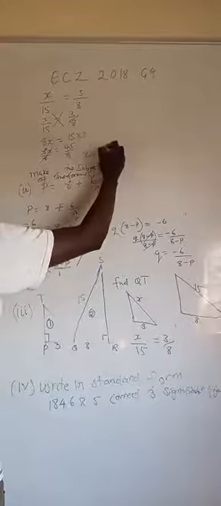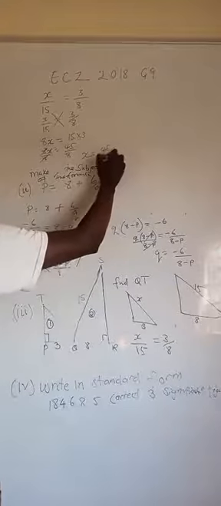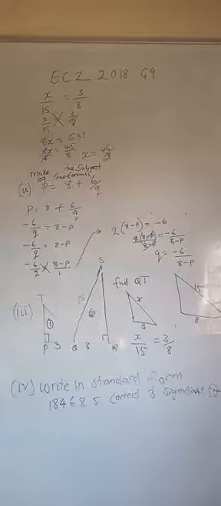You can just leave it like this. 45 over 8 is fine. Just leave it as 45 over 8. It is as simple as that.